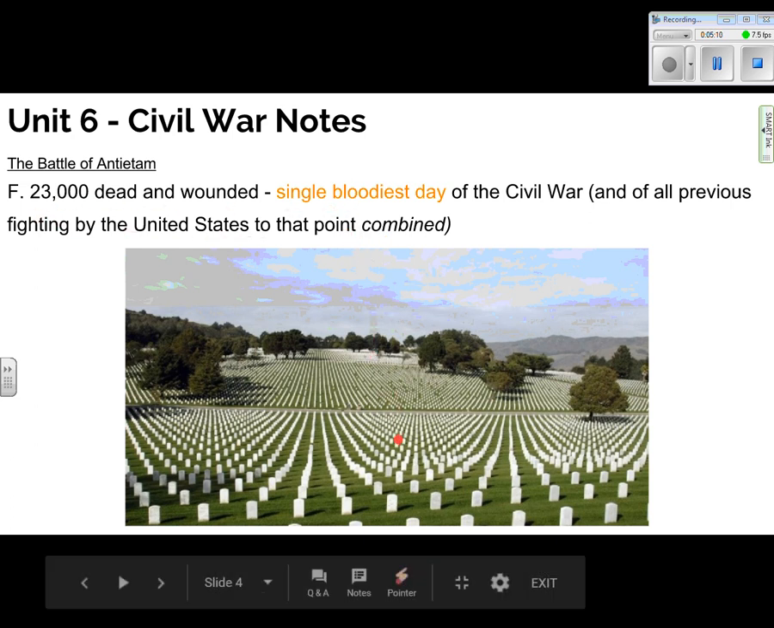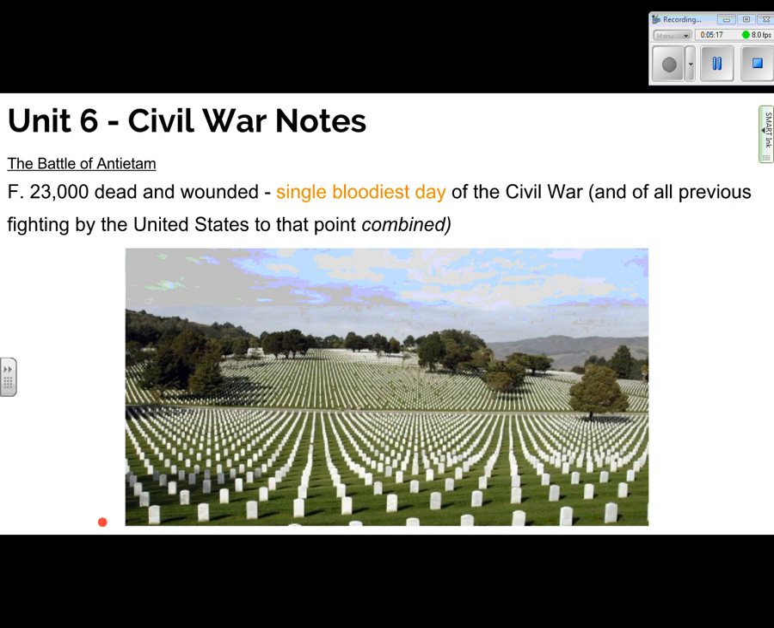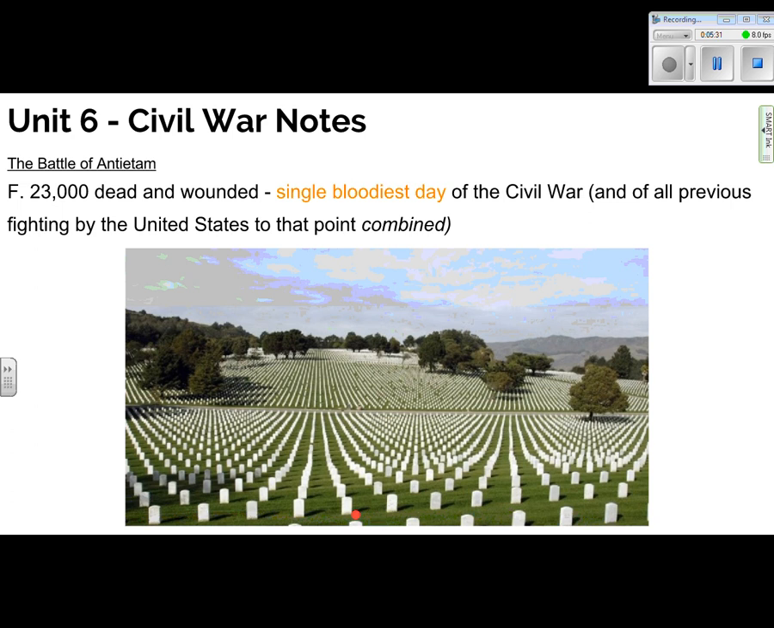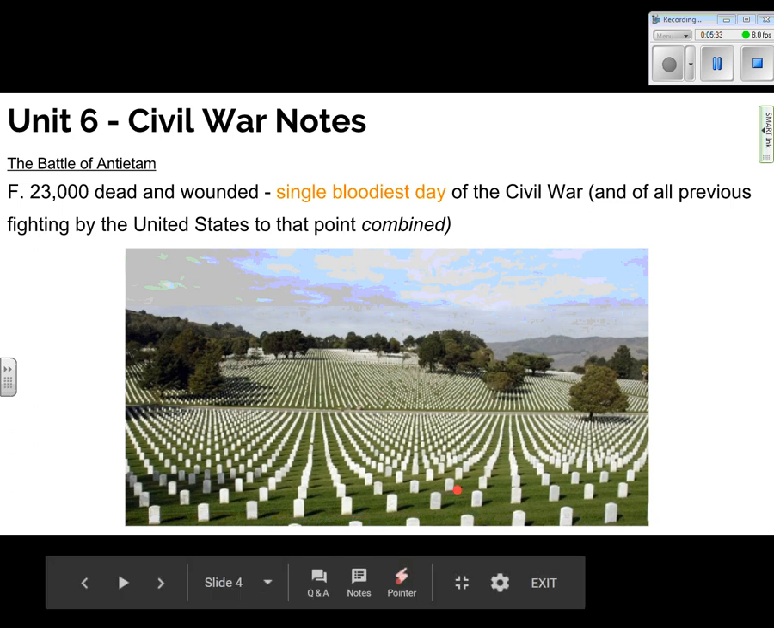Now this is a picture of Arlington National Cemetery. It exists today just outside Washington, D.C. It used to be Robert E. Lee's plantation. Now it's the cemetery for our country and usually our military. And it's a very humbling place to go when you realize that each and every one of these headstones is a soldier. And you can even find headstones dating back to the Civil War. It's a very powerful place to visit.